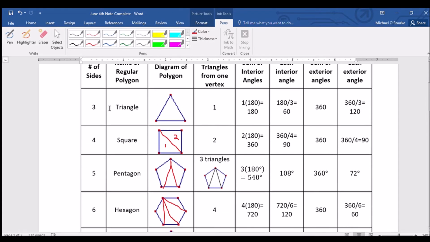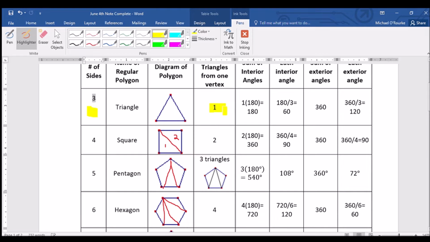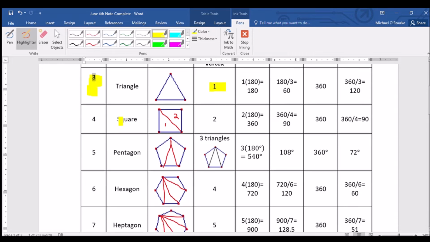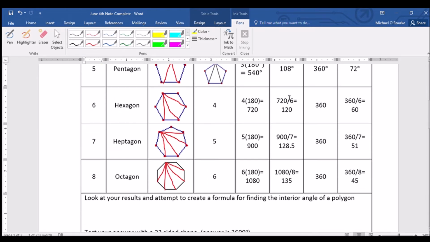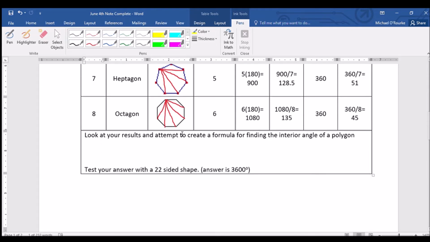If I look at the pattern between this column here and this column here, these are always 2 apart. 4, 2. Always 2 apart. All right, so if I keep going back and forth here, 6, 4, 4 times 180, that gives me my total. So if I were to come up with a formula here, I would say 180 times the number of sides minus 2 is my formula.